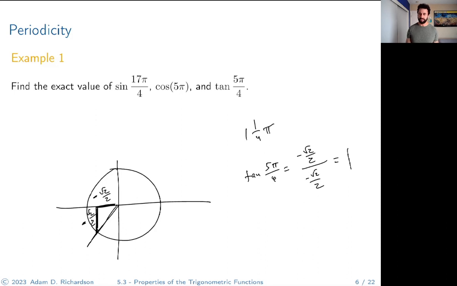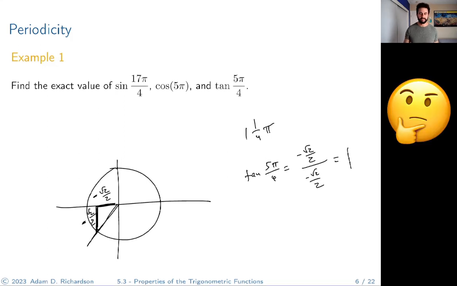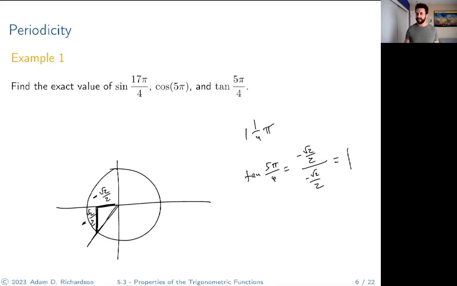That means the slope of that line is 1. Does that make sense when we look at the picture? Think about it for a minute and see if it makes sense that we would get a slope of 1. Yeah, that's right, it does, right? When you look at this line, that line's got a slope of 1. This is actually just the line y equals x, the 45-degree line, the pi over 4 line. Now it all makes sense.